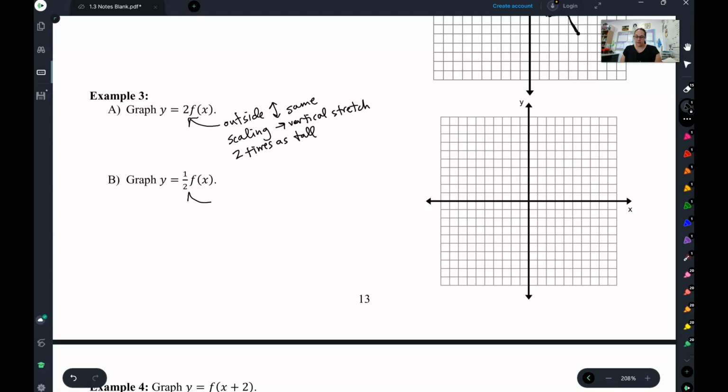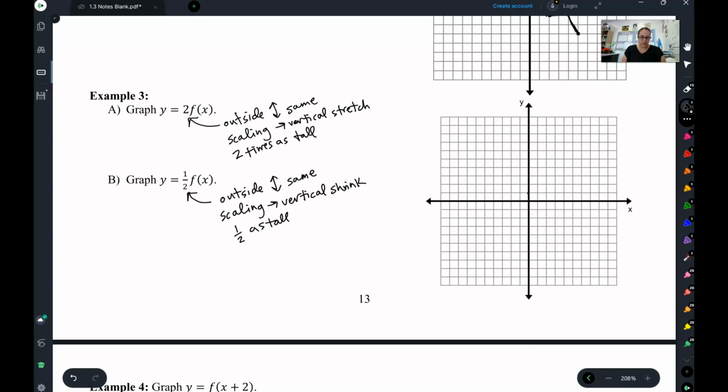Now, compare that to this one down here. This is still outside the f of x, so it's still going to be up and down and same. Still a scaling because we're multiplying. However, this time we're multiplying by 1/2, so this is going to be 1/2 as tall. So this is a vertical shrink.